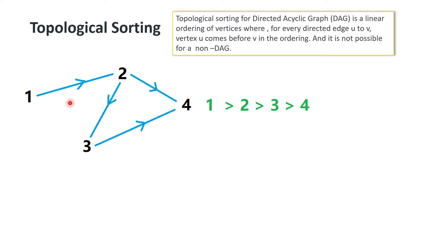That means here if you check 1 to 2, there is a connection, so 1 is always before 2 in the result. 2 to 4 there is a connection, so that's why 2 is before 4 in the last result.